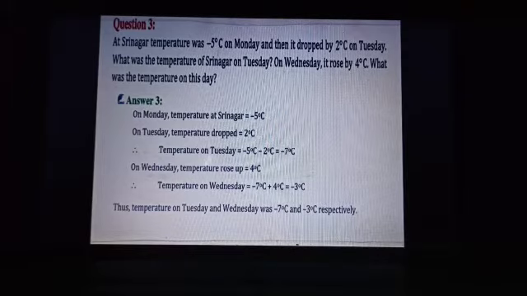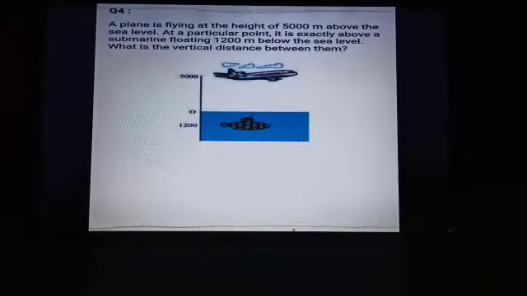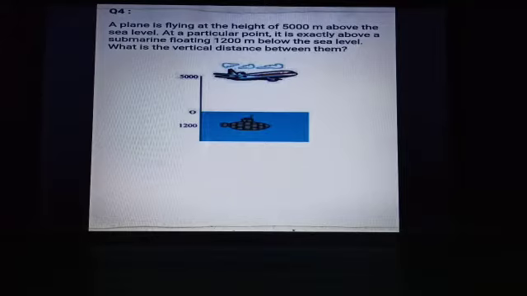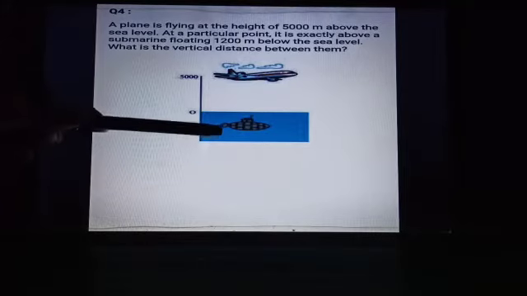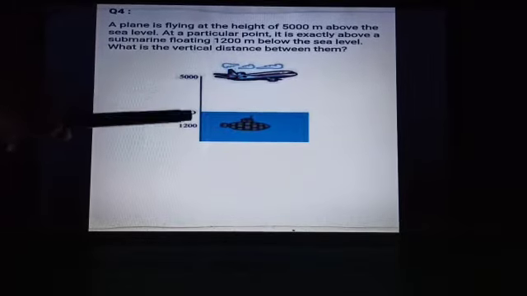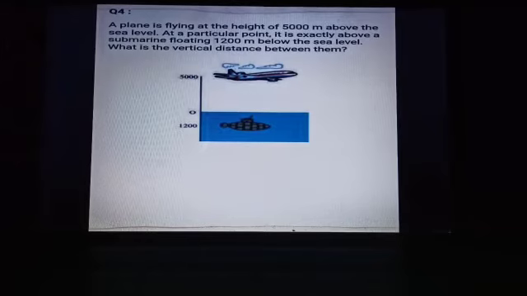Celsius respectively. Question number 4 is, a plane is flying at the height of 5,000 meters above the sea level, and at a particular point it is exactly above a submarine which is floating 1200 meters below the sea level. Now we have to find the vertical distance between them, between the aeroplane and the submarine.